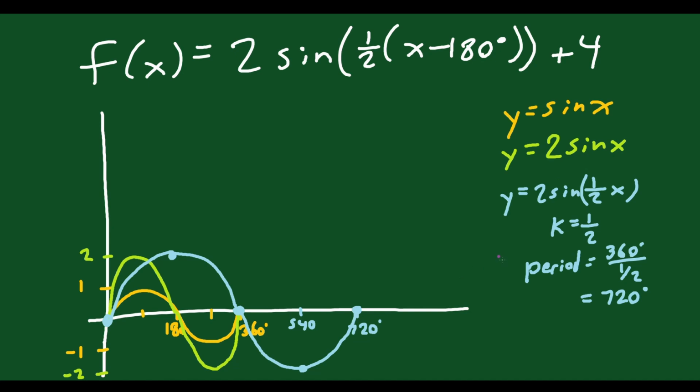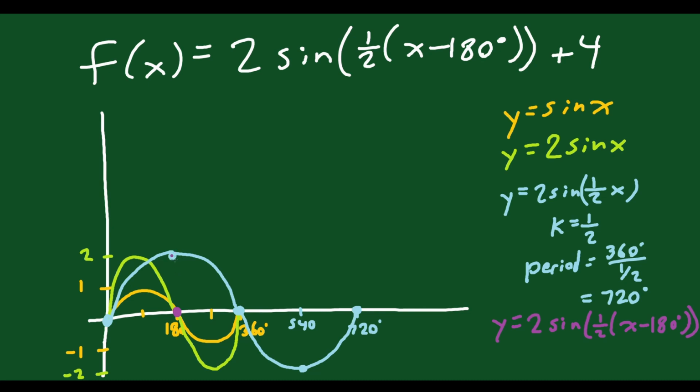Okay, next we can do our phase shift, right? Our minus 180 degrees. So when you subtract 180, that means we're moving to the right 180 degrees, right? So y equals 2 sine 1/2 x minus 180 degrees. So we're moving everything to the right 180 degrees. That means that this starting point is going to move to the right 180. So instead of at 0, 0, it's going to be right here. That's the new starting point.